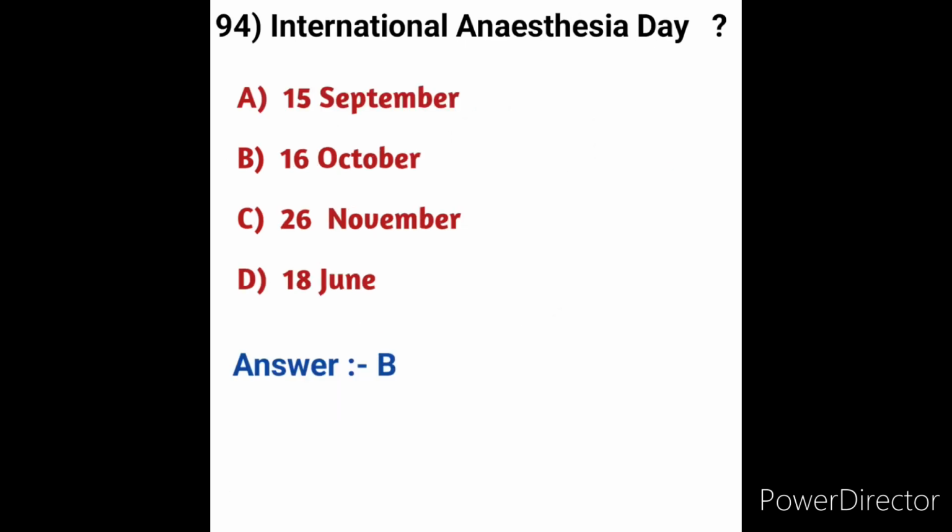International Anesthesia Day. Options: option A, 15th September; option B, 16th October; option C, 26th November; and option D, 18th June. The founder of modern anesthesia is William T.G. Morton, 1819 to 1868. Modern anesthesia began in earnest on 16th October 1846 with a young Boston dentist named William. Here option B, October 16th, is when we celebrate International Anesthesia Day. Here option B is the correct answer. Next, move on to question number 95.